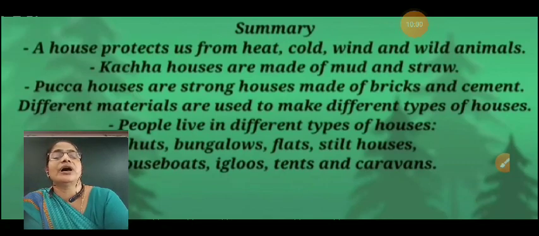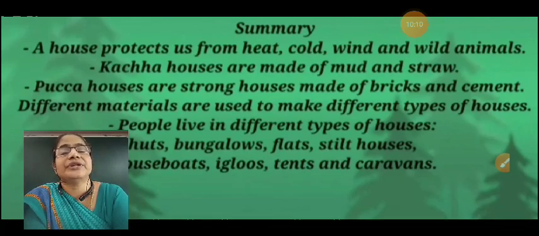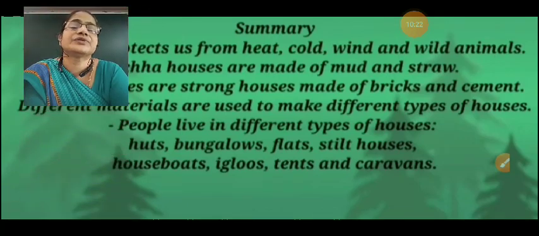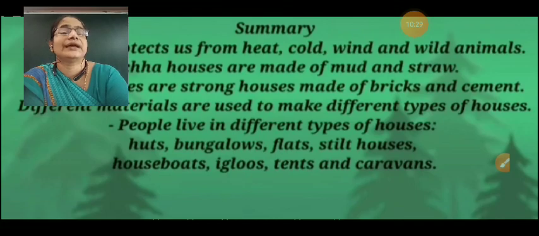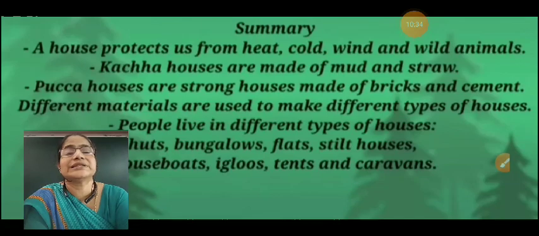Kacha houses are made of mud and straw. Pakka houses are stronger houses made of bricks and cement. Different materials are used to make different types of houses. People live in different types of houses: huts, bungalows, flats, stilt houses, houseboats, igloos, tents and caravans. These are the summary of this chapter.